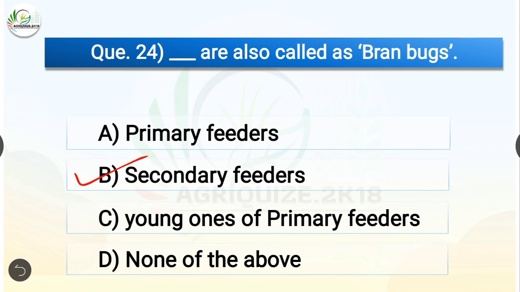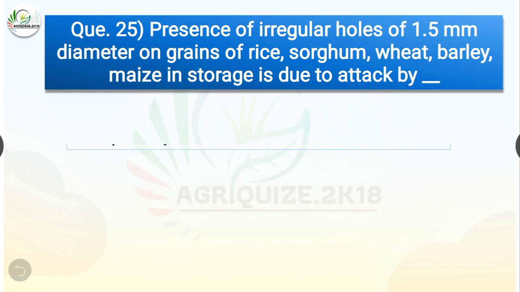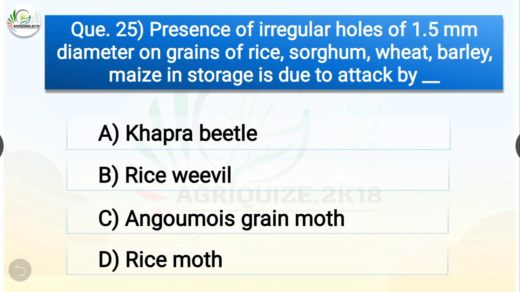Question number 25. Presence of irregular holes of 1.5 mm diameter on grains of rice, sorghum, wheat, barley, maize in storage is due to attack by dash. The options are Khapra beetle, rice weevil, Angoumois grain moth, or rice moth. The correct answer is option B, rice weevil. So, presence of irregular holes of 1.5 mm diameter on grains of rice, sorghum, wheat, barley, maize in storage is due to attack by rice weevil.